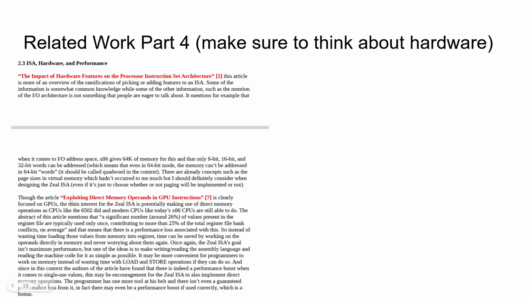Here's a couple articles. One of them is talking about I/O address space in x86, and another one is talking about direct memory operations. I'm not going to talk about the hardware I/O space stuff too much. I'm going to talk about the direct memory operands. Those ARM dudes and those RISC-V dudes say you shouldn't be doing direct operations with memory. You should load it into a register first and then do the operations with the registers.